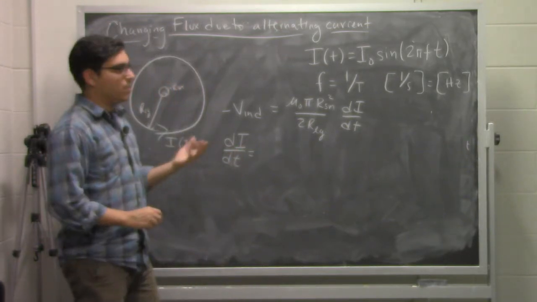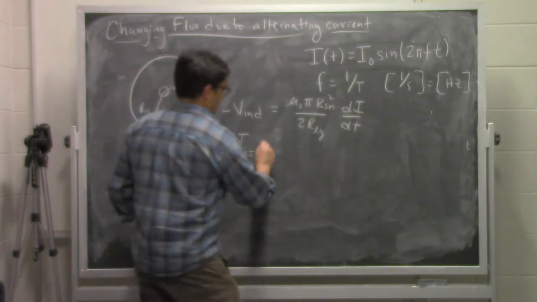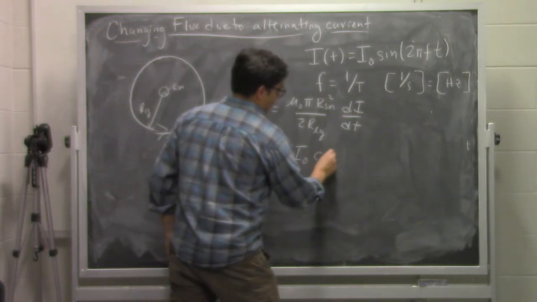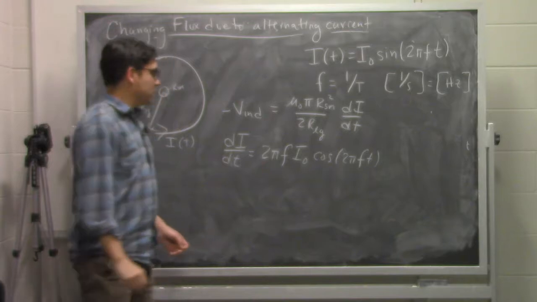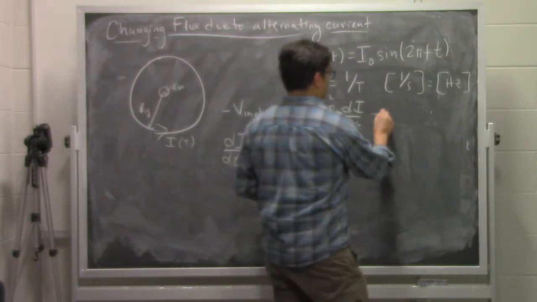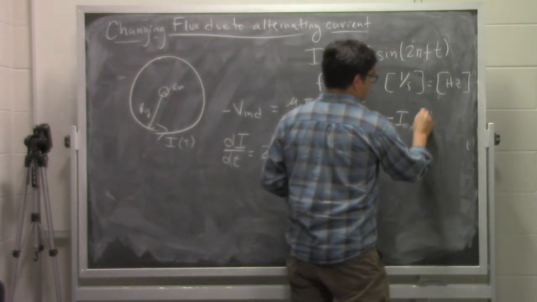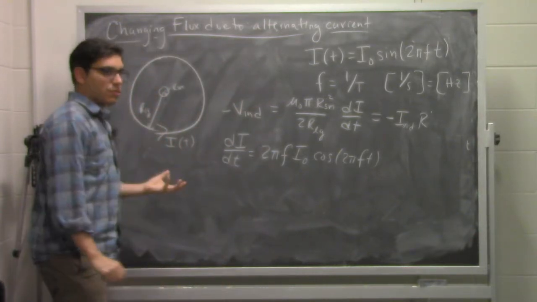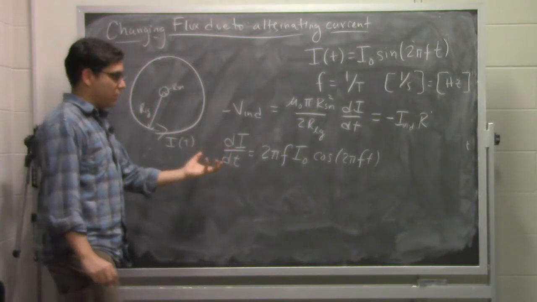And you might have seen derivatives of sinusoidal functions in calculus. You can also just look them up. But the idea is that that derivative is going to be 2 pi f times I naught times the cosine of 2 pi f t. Okay? And so this induced potential is related to an induced current, as we talked about with Faraday's law before. And so we can rewrite the induced current in terms of the applied current.